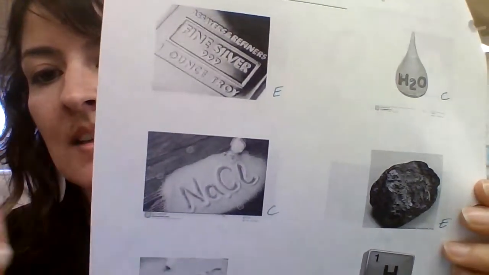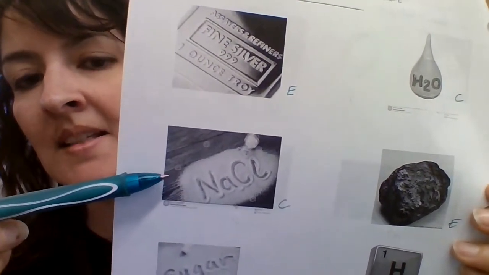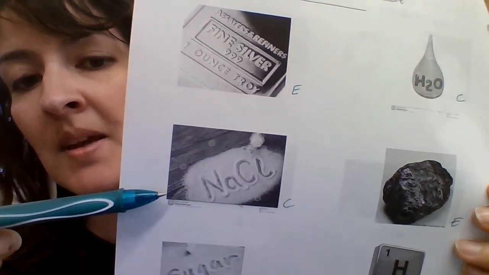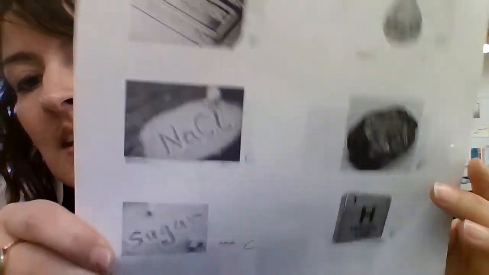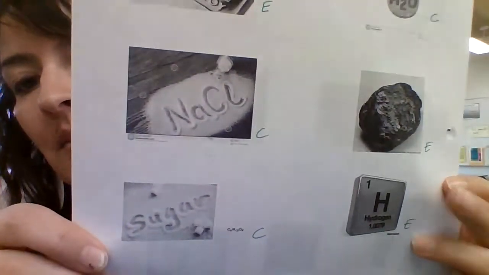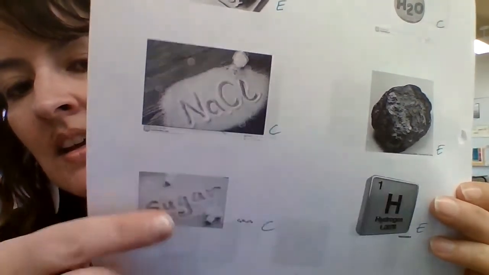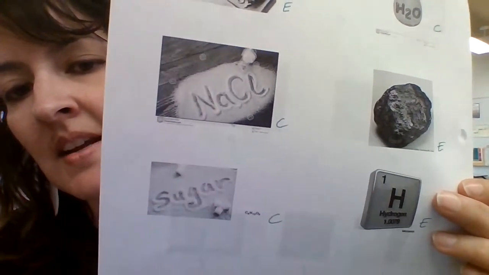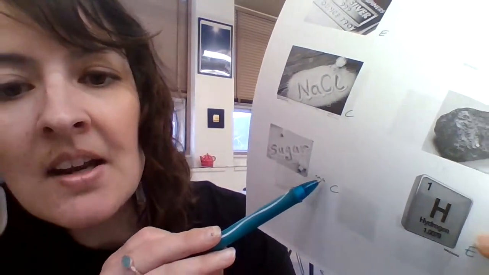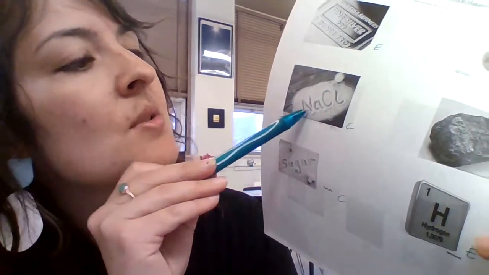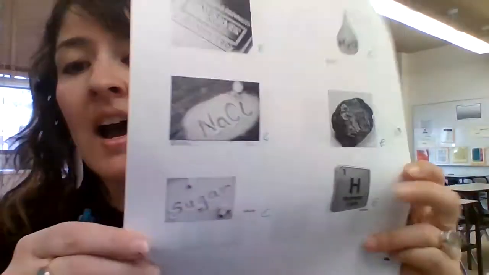So you can see here NaCl, sodium and chlorine together make a C. And on this side, you just have carbon, which is an E. Over here, you have hydrogen, which is just an E. And over here, you have sugar, which is a C. What's the difference? Sugar, you can see it has carbon, hydrogen, and oxygen in it. Salt has sodium and chlorine. The rest of these, hydrogen, only one element in it.